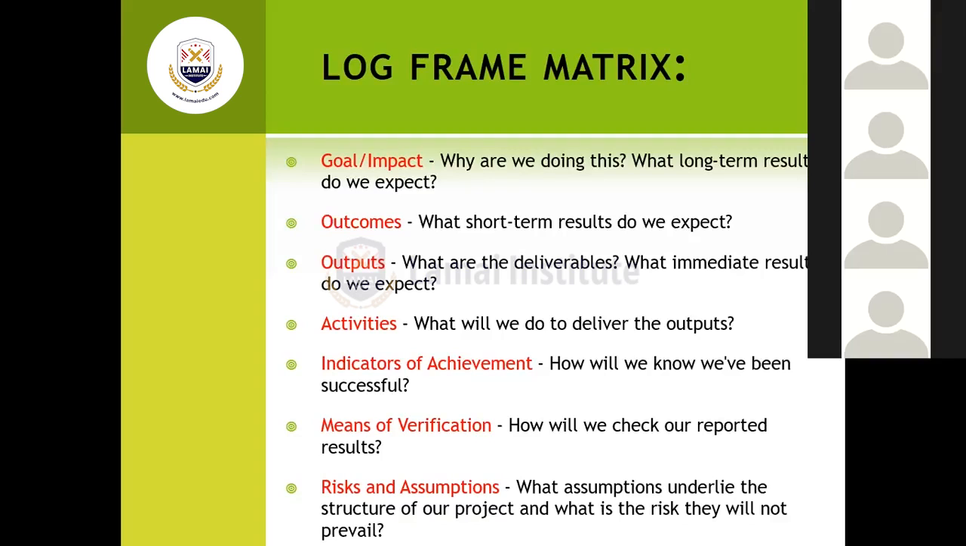The goal, the impact, is looking at the long-term results. The outcomes look at the short-term results that we expect from the project. The output looks at the deliverables or the immediate results. The activities are basically what you will do so that you can deliver the outputs. The indicators of achievement look at how we are going to know that we have actually been successful. So those are the indicators of achievement.